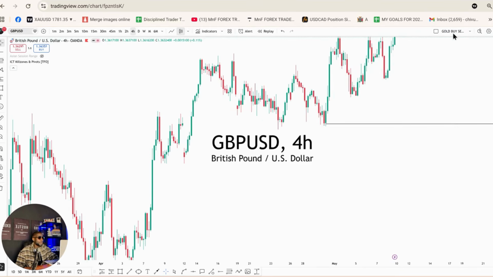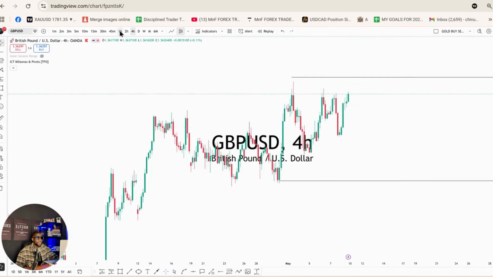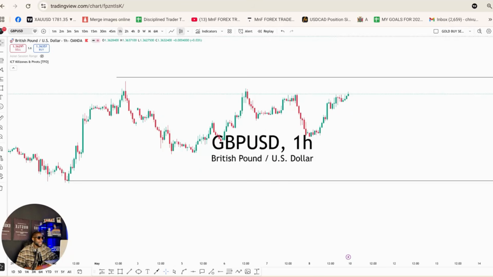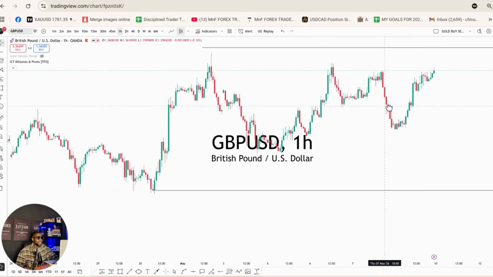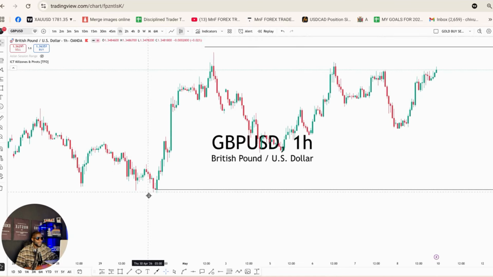Okay, now let's go to the lower time frame. We can come to the 1-hour time frame. Let me show you why I want to take advantage of this particular trade. You've seen that right here, we saw the market giving us a higher high, higher low, higher high, and then a higher low, right? And then guess what happened?